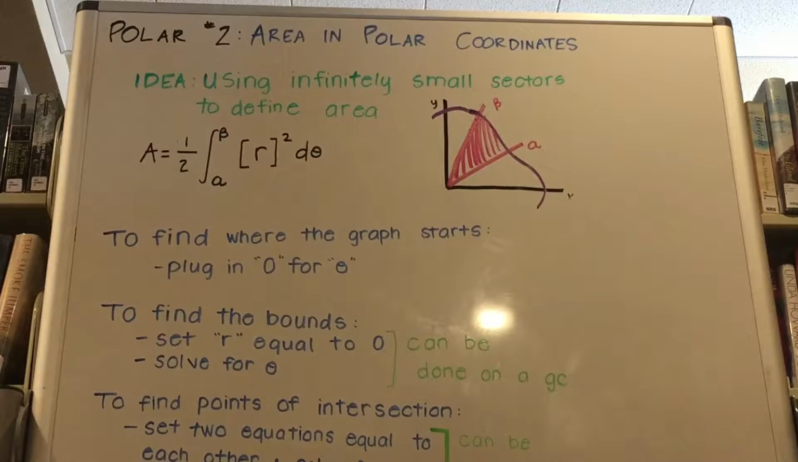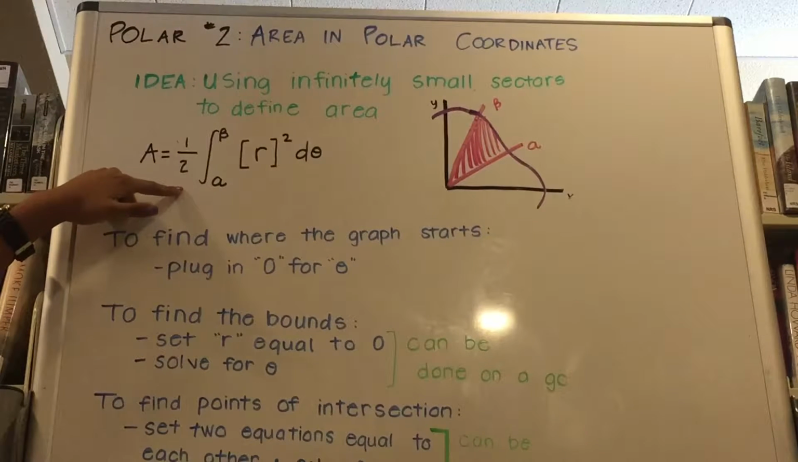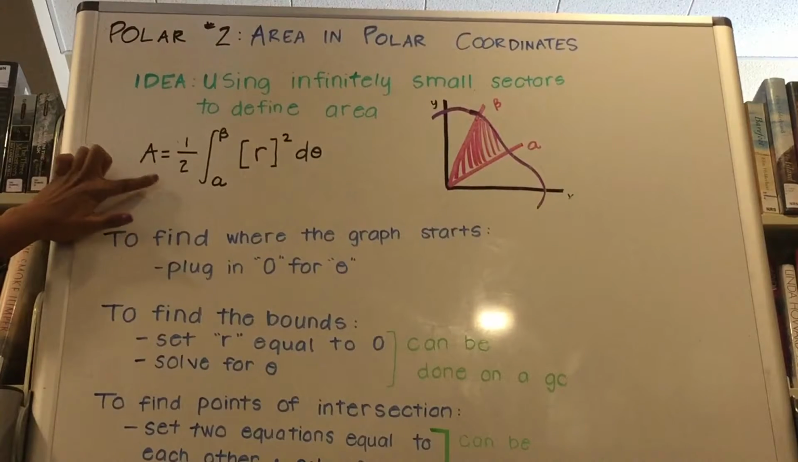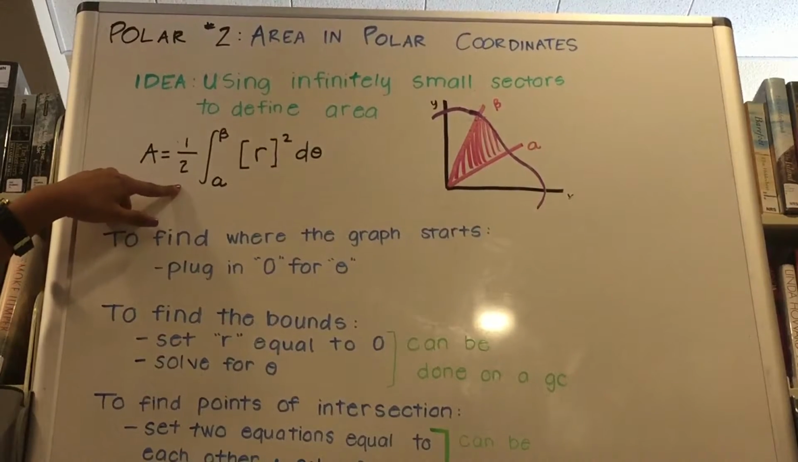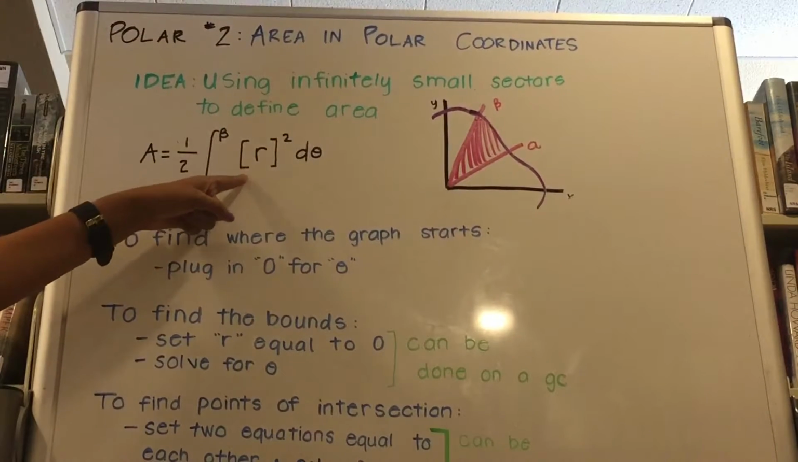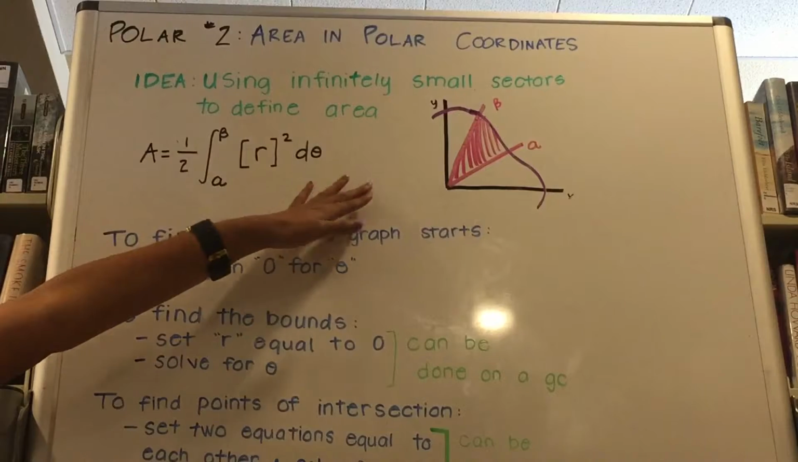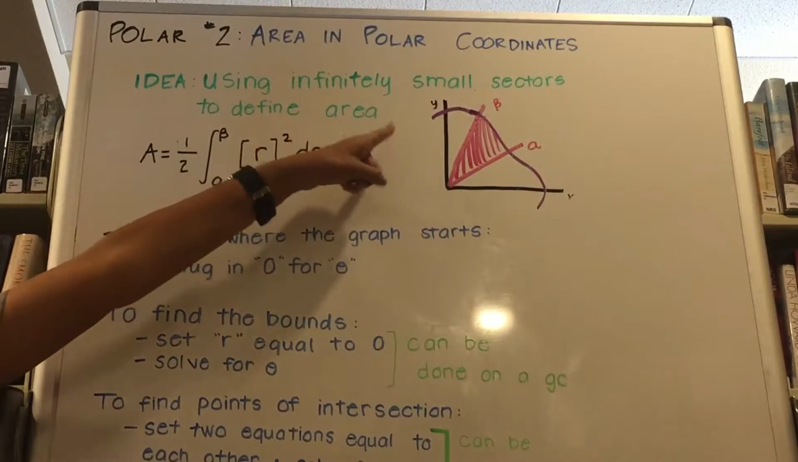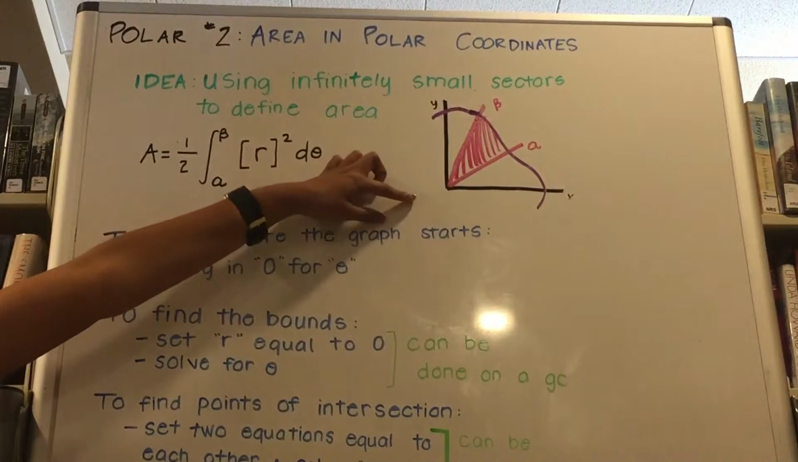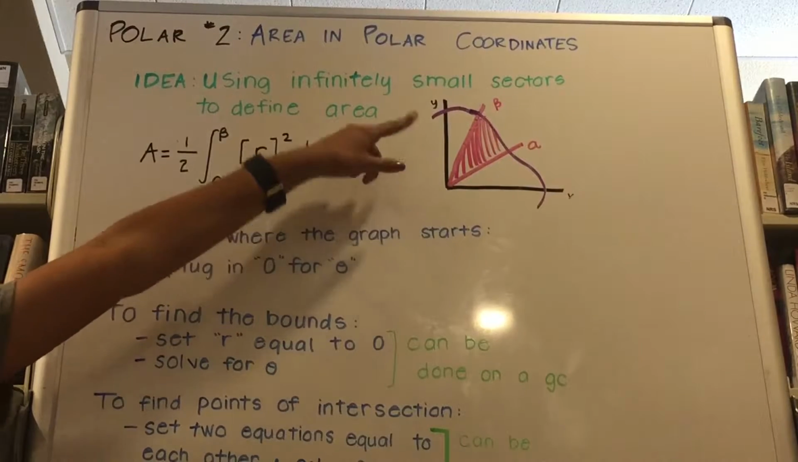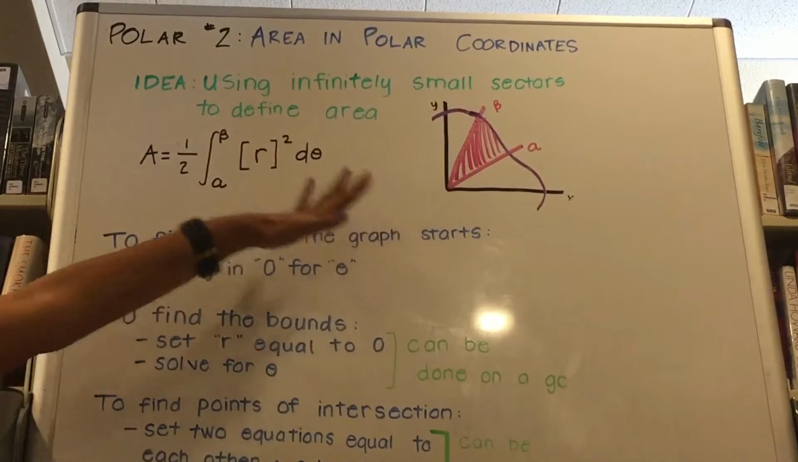So the idea is to use infinitely small sectors to define area. As you can see, I wrote out the formula. It has to be an integral since you're using infinitely small sectors. So it's 1/2 times the integral from A to B of r squared d theta. Your r would be whatever equation they've given you for the graph. To illustrate this, I wrote it out with a random polar curve, using the sectors from A to B, and it'll find the area in between.